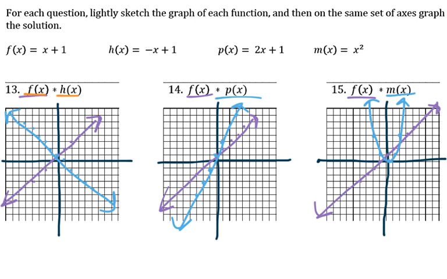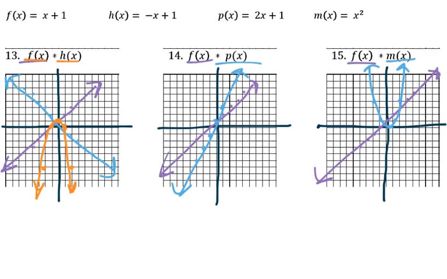Well, 1 times 1 would give us 1. Okay, 2 times 0 gives us 0. 2 times 0 would give us 0. 3 times negative 2 would give us negative 6. So we can see now when we've multiplied, we've created a parabola here, a quadratic, right?